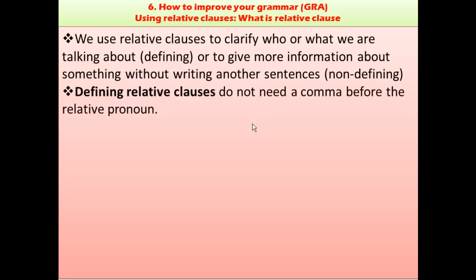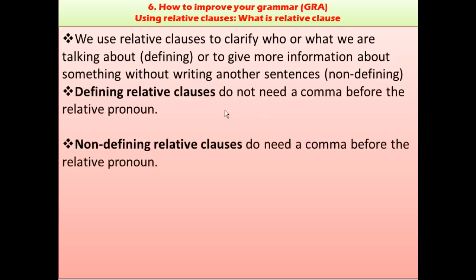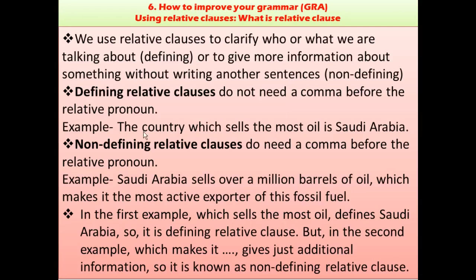So if you talk about the rules of them, what happens here in relative clauses? In defining relative clauses, we don't use a comma. That's the fundamentals for the writing part. The country which sells the most oil is Saudi Arabia. Now, this is the definition of Saudi Arabia, the country which sells the most oil. So we are not using any comma here, just before the relative pronoun.